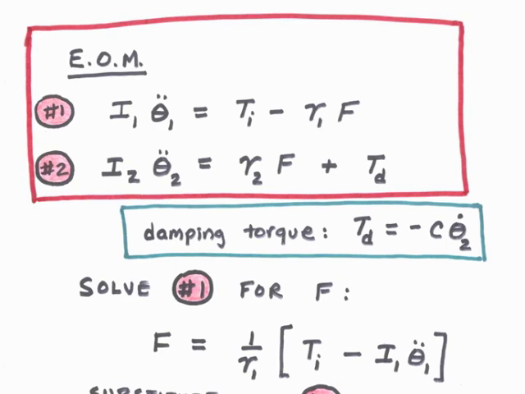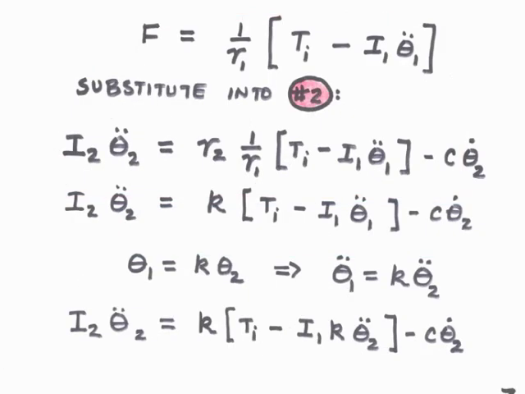The relation for the damping torque is T sub D equals minus C times theta 2 dot. We can solve equation number 1 for the gear force F, and we find F equals 1 over R1 times the quantity T sub I minus I1 times theta 1 double dot. We'll substitute this equation into equation number 2 to eliminate the force F.